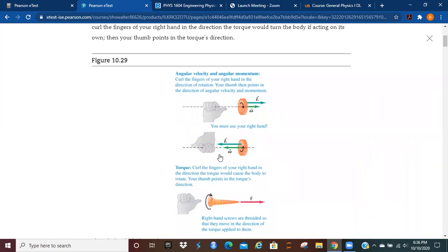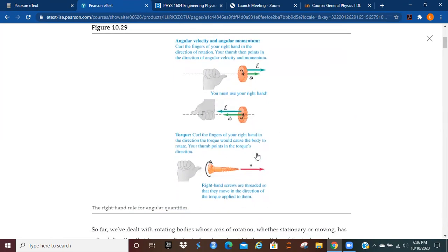You have to use the right hand. It's the only one that's going to give you the correct orientation of how this works. So don't try using your left hand to do this. That's bad juju. You don't want that. What you want is to use your right hand, and you're going to curl your fingers in the direction of the rotation, and that will give you the direction of the vector of the angular velocity.